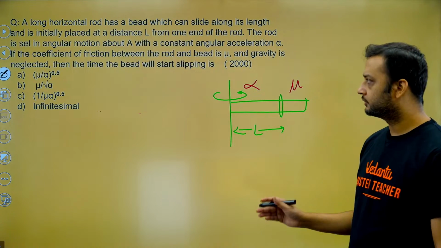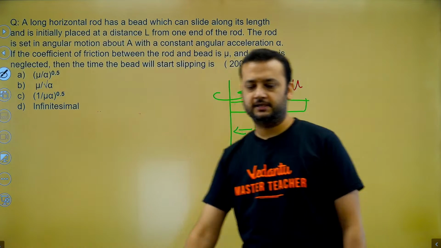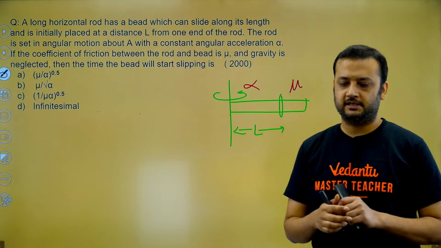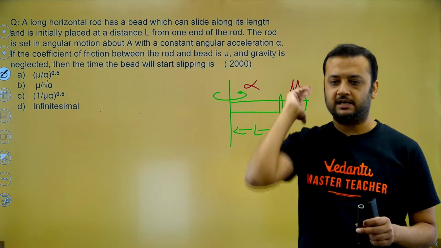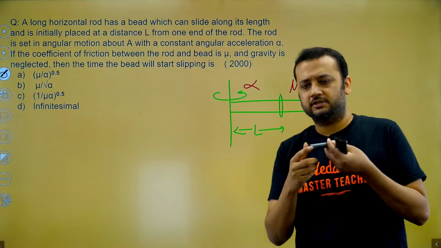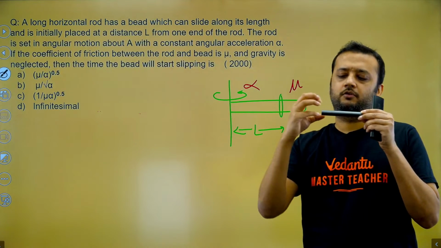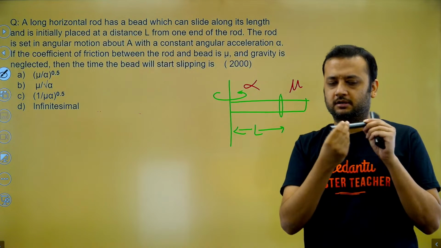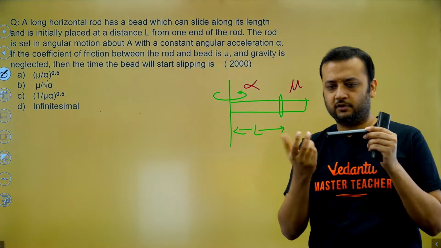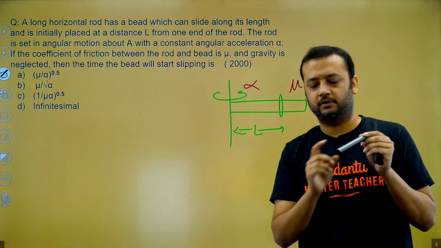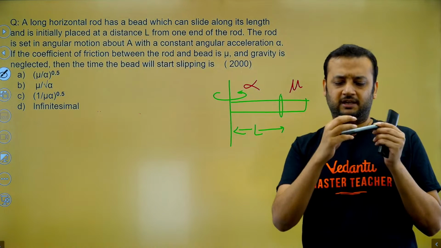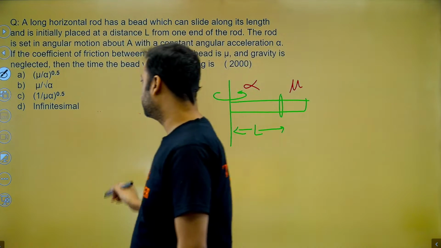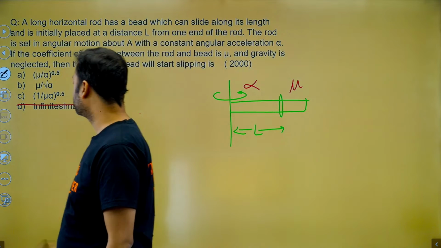Now think, option D says infinitesimally small. That means it says the moment you start rotating, it will start slipping. Does that happen? Think logically. If I put a bead here and I start rotating, it will not slip immediately. It slips after a while. So option D says immediately, so of course option D is wrong.